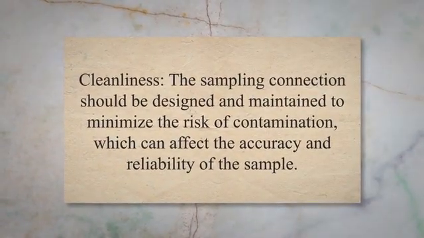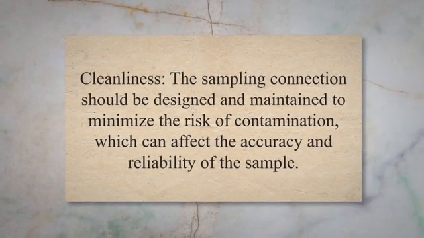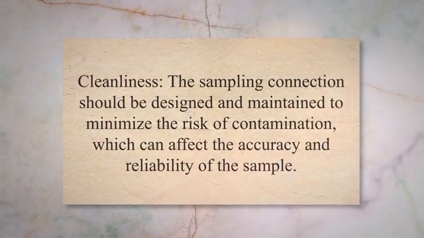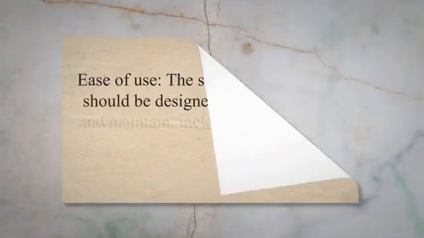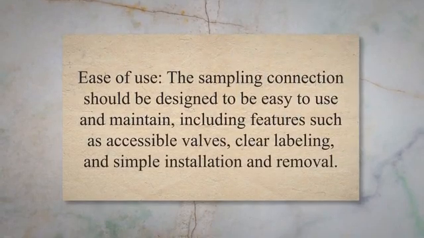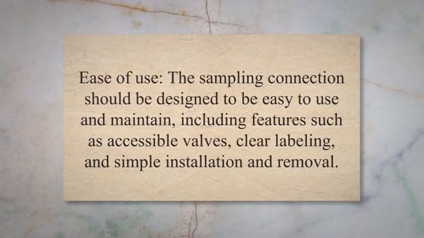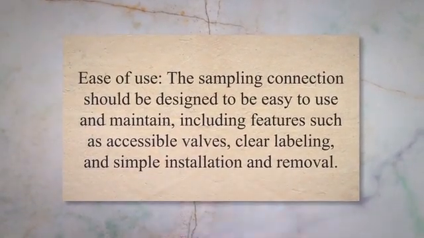Cleanliness. The sampling connection should be designed and maintained to minimize the risk of contamination, which can affect the accuracy and reliability of the sample. This may include regular cleaning and sanitization, the use of appropriate sealing materials, and proper handling of the sample. Ease of use. The sampling connection should be designed to be easy to use and maintain, including features such as accessible valves, clear labeling, and simple installation and removal.